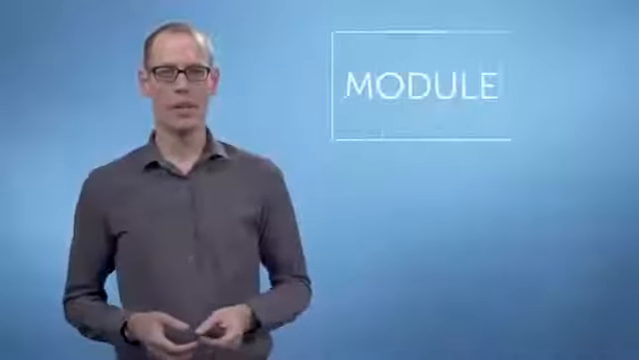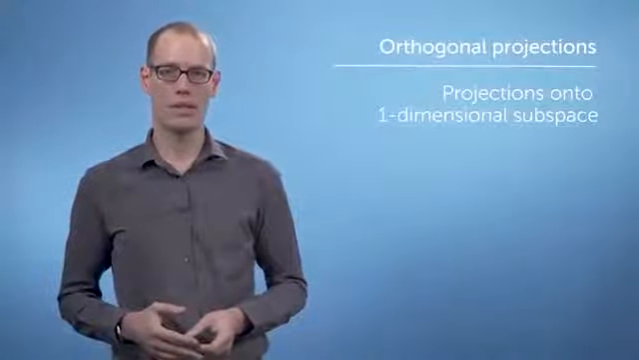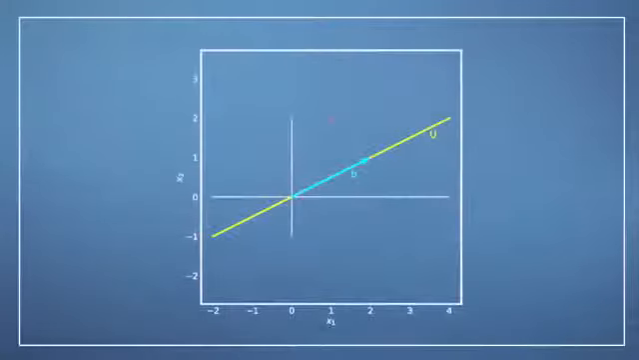In this video, we'll look at orthogonal projections of vectors onto one-dimensional subspaces. Let's look at an illustration. We're given vector x in 2 dimensions, and x can be represented as a linear combination of the basis vectors of R2. We also have a one-dimensional subspace U with a basis vector b. That means all vectors in U can be represented as lambda times b for some lambda.